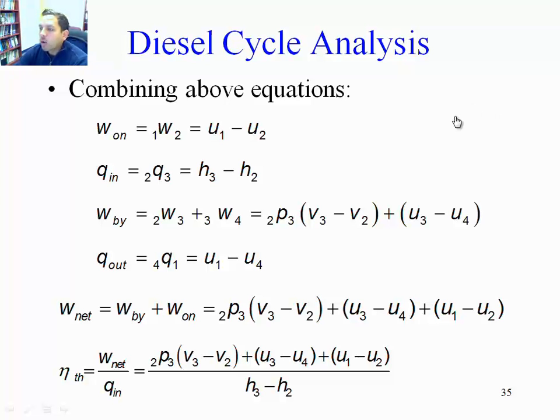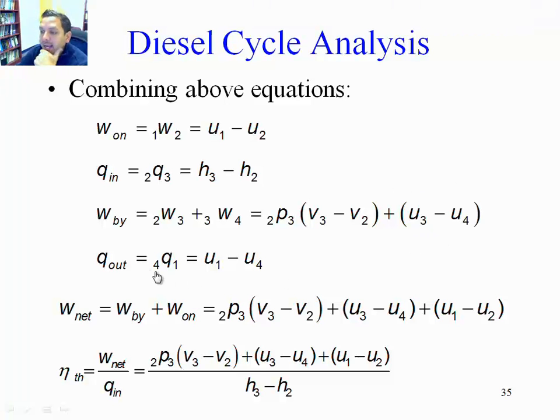So let's combine all these equations to notice that the work done on the system is only from 1 to 2. That's the only compression process in the system, and it is minus delta U. There's only one heat addition process, and that is the process from 2 to 3. And as we found from the first law analysis, it's a change in enthalpy from 2 to 3, no longer the change in energy, because there's a volume change from 2 to 3. The work done by the system happens on the process from 2 to 3, from top dead center to cutoff, and from cutoff to bottom dead center. So from 2 to 3 is isobaric, and from 3 to 4 is isentropic.